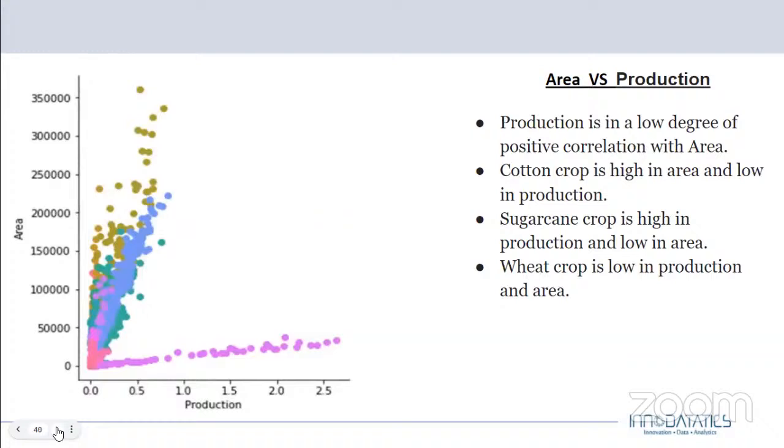Area versus production. Production has a low degree of positive correlation with area. Cotton crops are high in area and low in production. Sugarcane crops are high in production and low in area, whereas wheat crops are low in production and area.